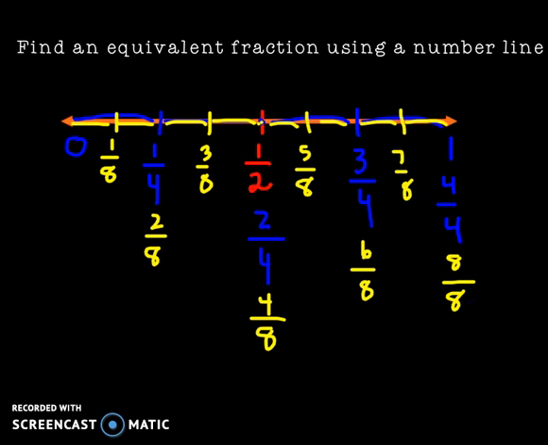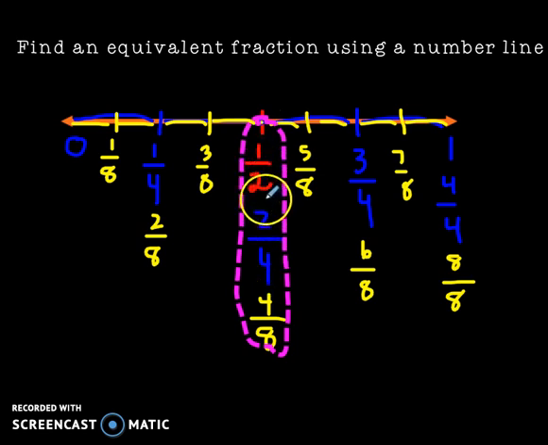So, what do you notice? This part right here, look, they are all 3 different ways to name 1/2. So 1/2 is equivalent to 2/4, and it's also equivalent to 4/8. Do you see any other places on this number line where 2 fractions are equivalent? In other words, they both represent the same part of 1 whole.